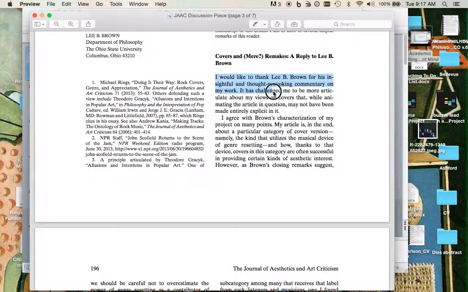Again, I just want to note my tone here. I want to thank Lee Brown for his insightful and thought-provoking commentary on my work. It's challenged me to be more articulate, etc. So again, notice the tone of respect here, and also I am acknowledging the good things about what he's done, even if I end up disagreeing with him, and I do thank him for his work, which was thought-provoking and just made me think harder and have to get clearer on my own views.